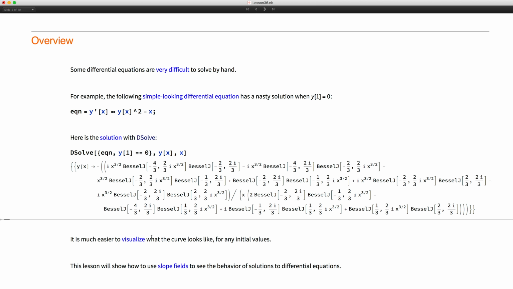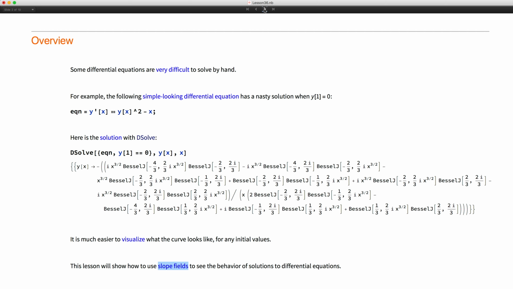Now, in such cases, it is much easier to just visualize what the solution curve looks like for any initial value. So in this lesson, we learn how to use slope fields to see the behavior of such differential equations.